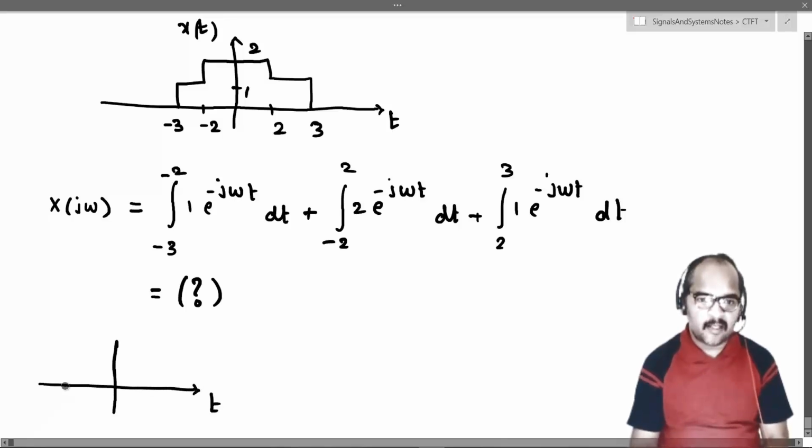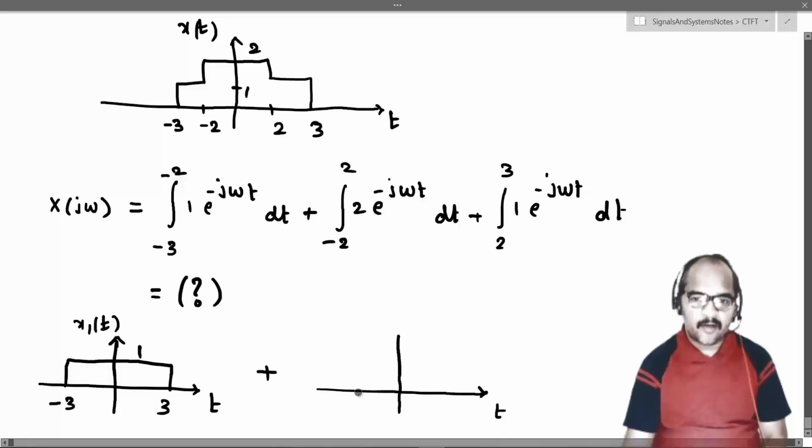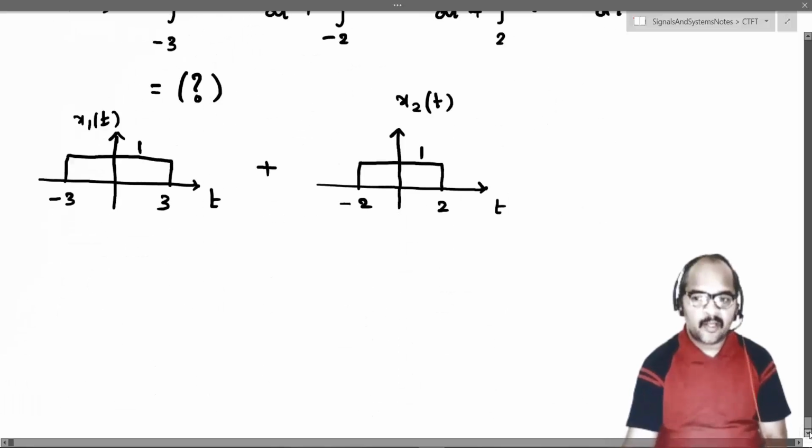Okay, so one is a rectangle from -3 to +3 with amplitude 1. Let us call this signal x1 of t, plus another rectangle signal from -2 to +2 with amplitude 1, and let us call this signal x2 of t. So what is it that you see here? You see that x of t can be written as this signal x1 of t plus x2 of t. So let us write that down.